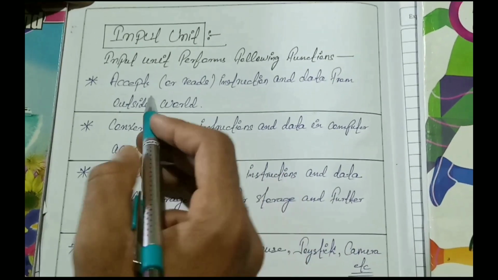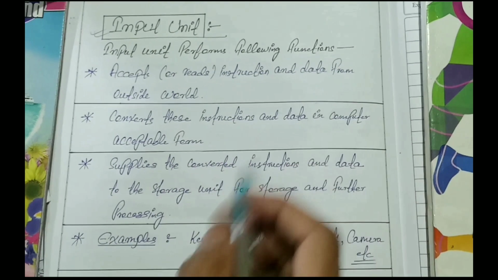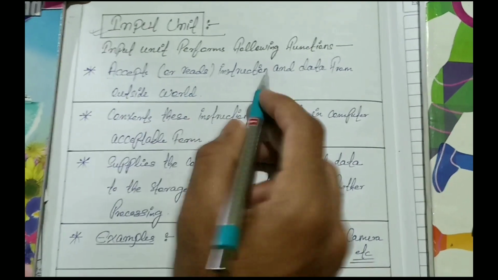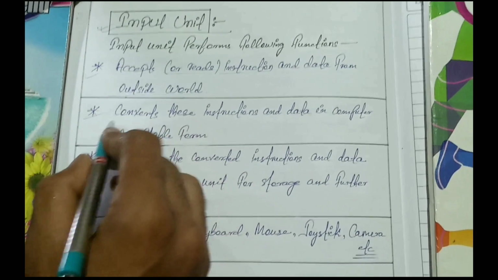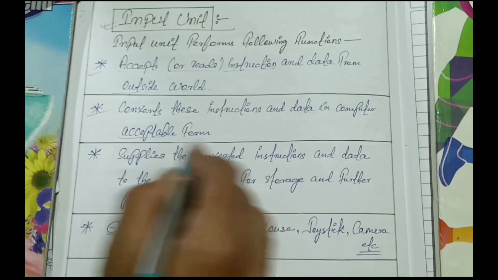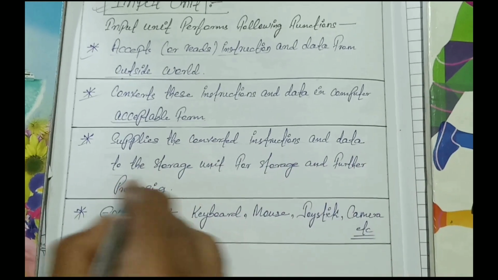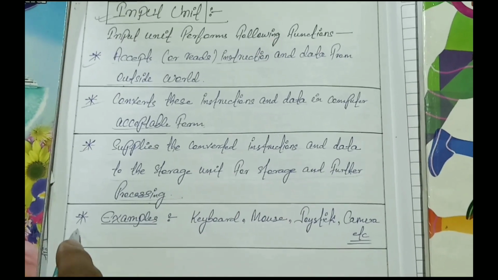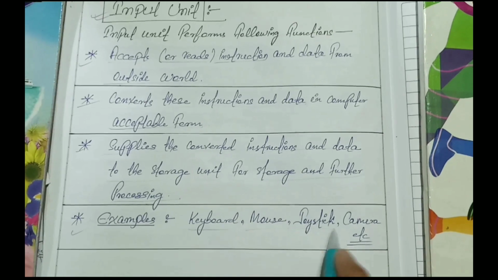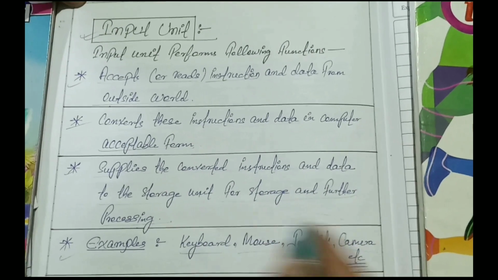Now first we will discuss the input unit. The input unit performs the following functions: it accepts or reads instructions and data from the outside world, then converts these instructions and data into computer acceptable form, then supplies the converted instructions and data to the storage unit for storage and further processing. Examples: keyboard, mouse, joysticks, camera, etc. We have already heard about these terms.